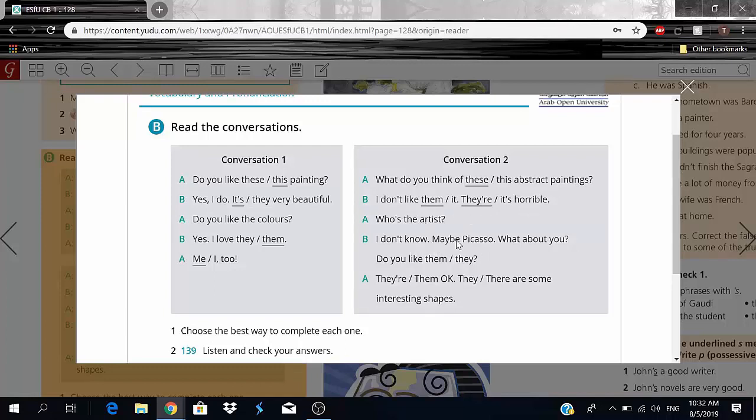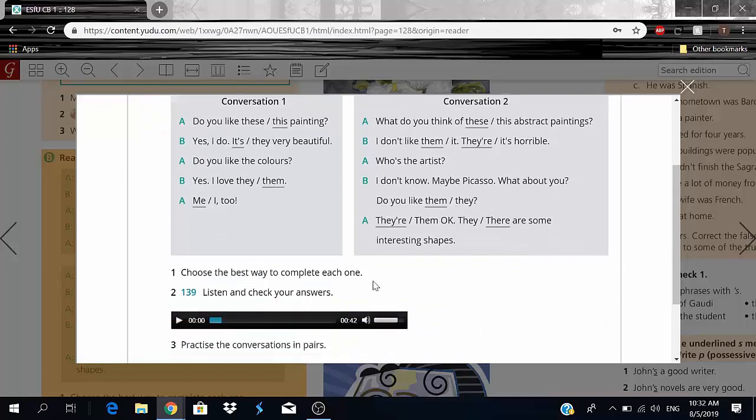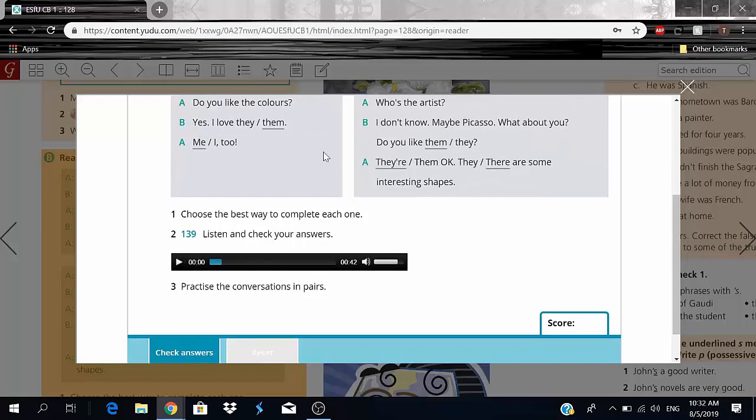Who's the artist? I don't know. Maybe Picasso? What about you? Do you like them / they? I'd say, do you like them? Their / them, okay. So they are okay. There are some interesting shapes, or they are some interesting shapes. Obviously, there are interesting shapes inside or in the painting itself. Okay, now let's give a listen to this conversation right here and check our answers.